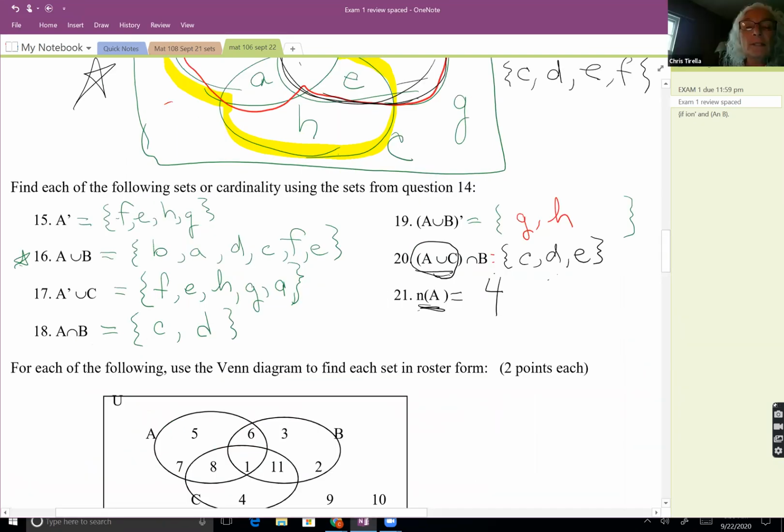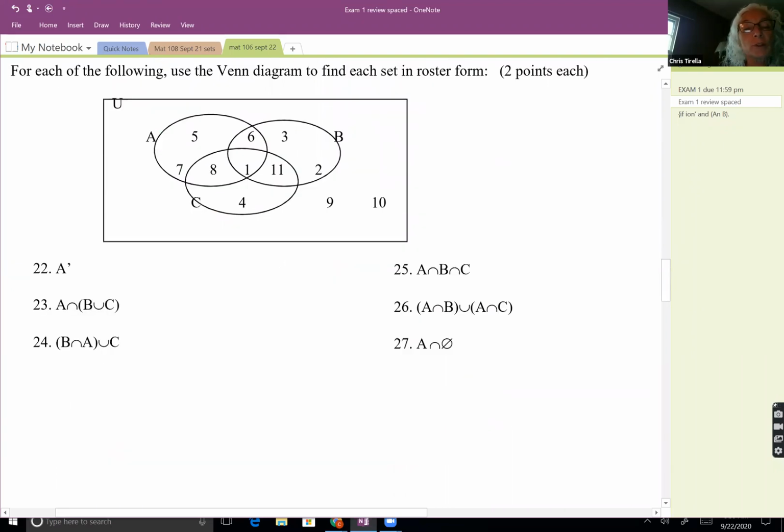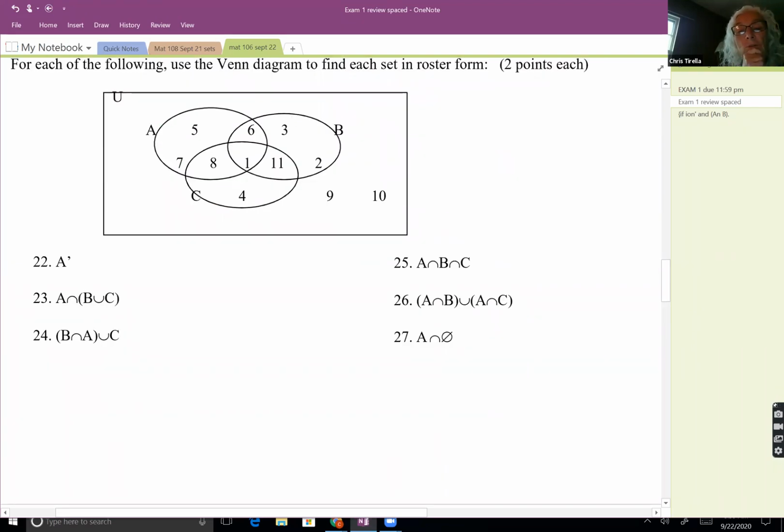Next one is real similar, but the Venn diagram is drawn already. Do you guys want me to shut up for a minute and let you work on these 6 questions and then go back over them? Yeah. Okay.